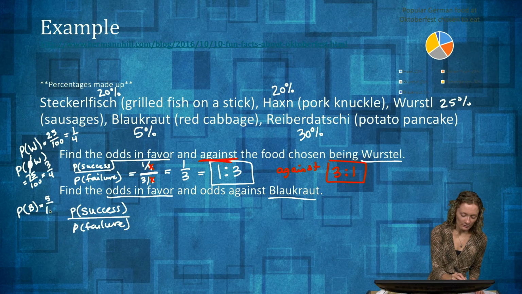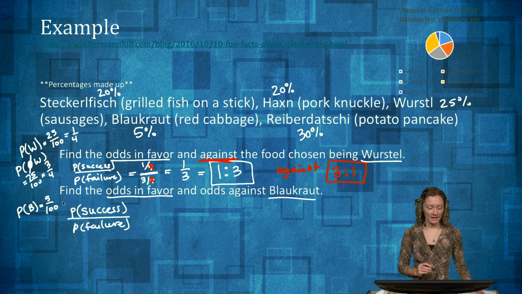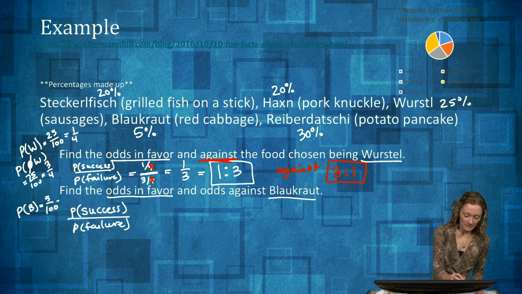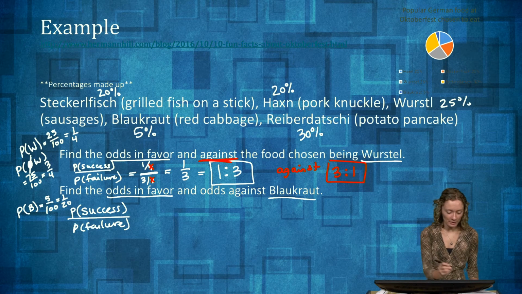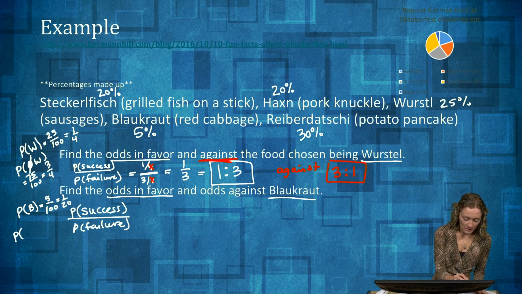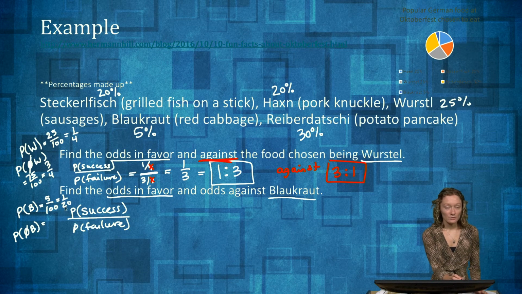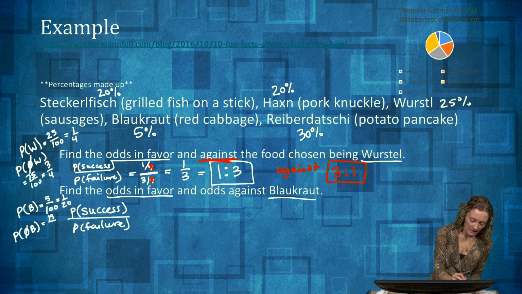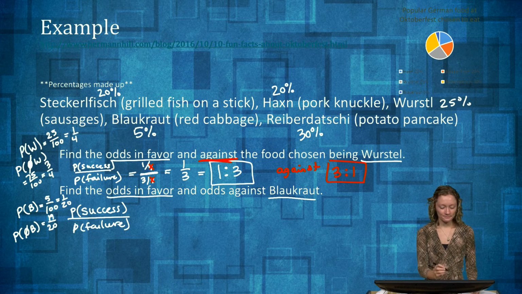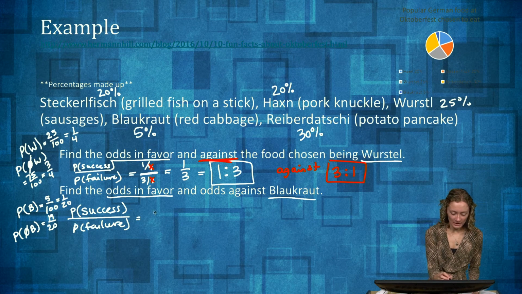So 5 out of 100, because it's a percent. 5 out of 100 simplifies to 1 over 20. By hand or in the calculator, it doesn't matter. You just need to get there. Which means the probability that Blaukraut is not chosen, or the failure number, is whatever's left over out of 100 or out of 20 times. Once it is chosen, the remaining piece is 19. So 19 times it's not chosen. We fill them in. Probability of success, that it is chosen, 1 over 20. That it's not chosen, 19 over 20.